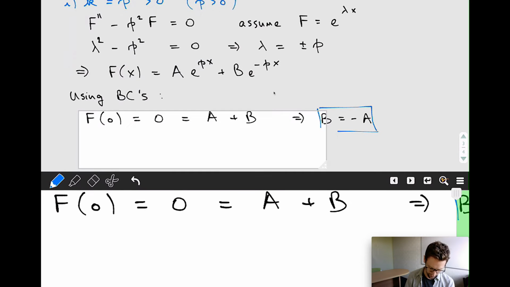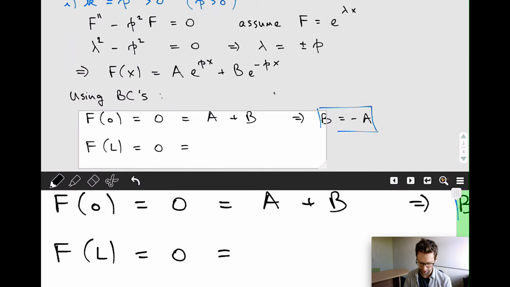Let's use the other boundary condition. At x is equal to L, this is also equal to 0. I'm going to substitute in x is equal to L into this expression, so I get a e to the p times L plus b e to the minus p times L. Now I've already found out that b is equal to minus a, so I can make use of that right away.